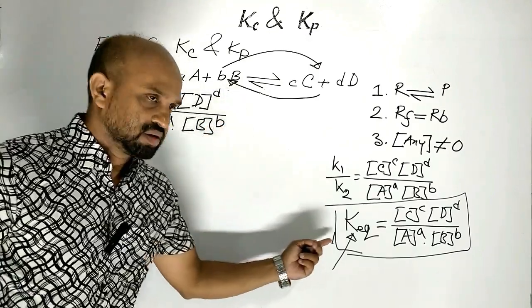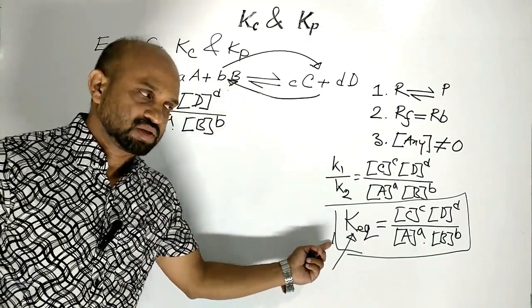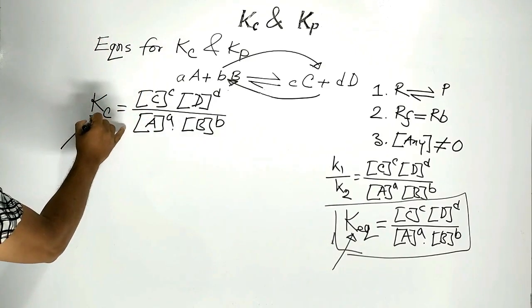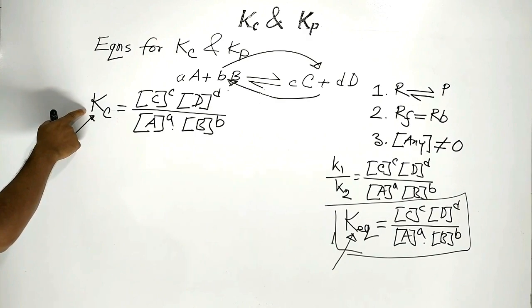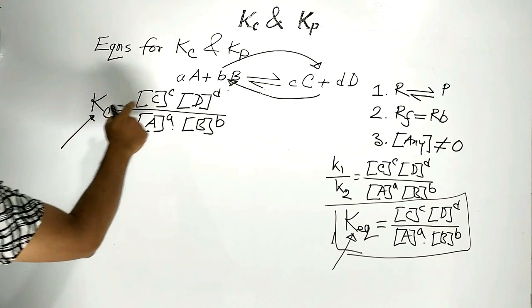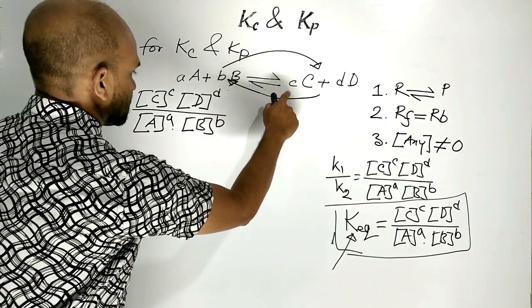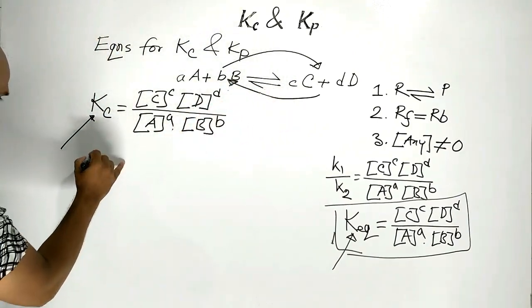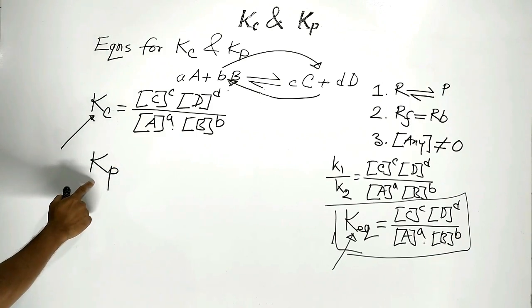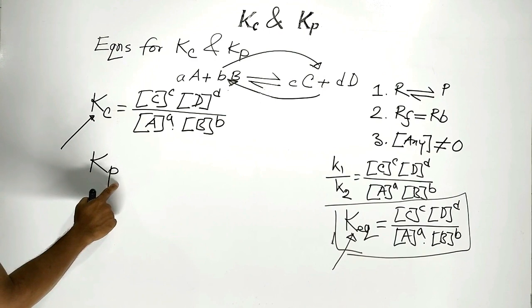Here equilibrium constant is converted to Kc, which is known as equilibrium constant in molar concentration. When the components are in gaseous state, then we can write Kp, which is known as equilibrium constant in partial pressure.